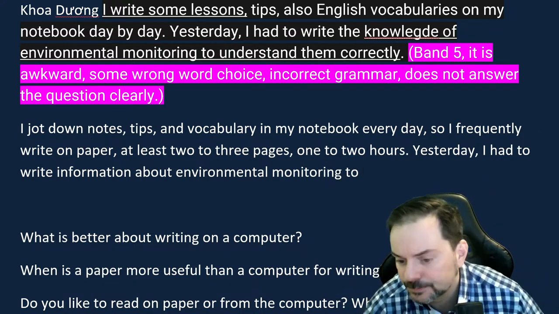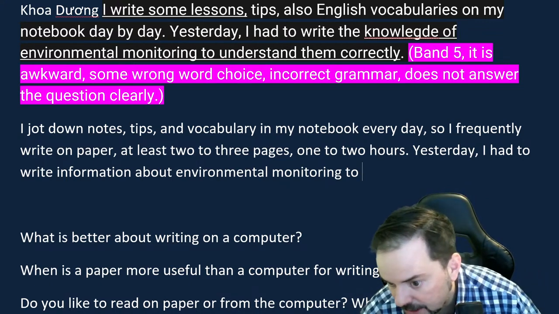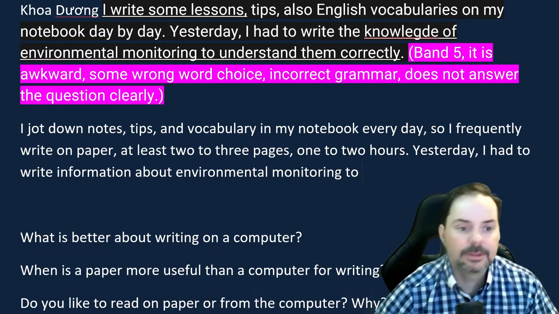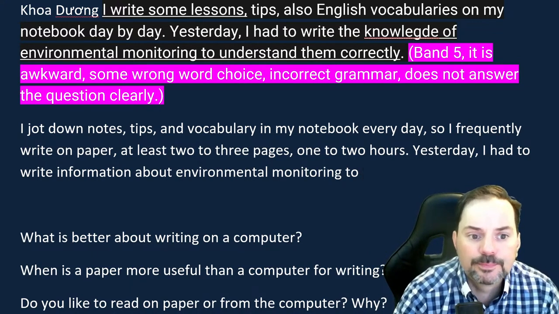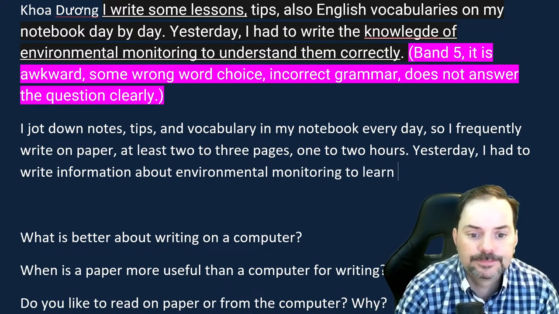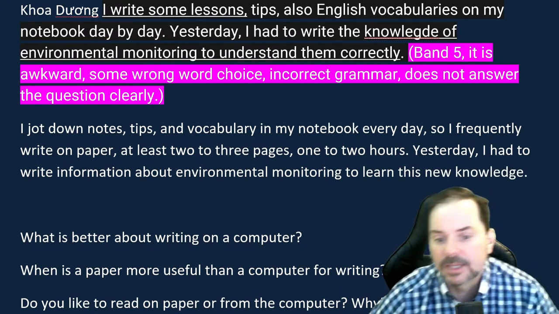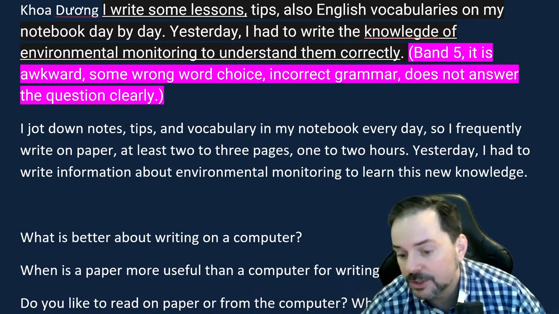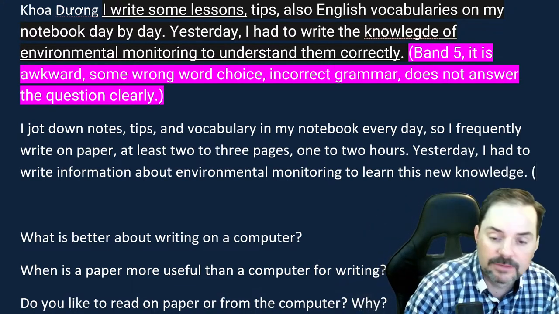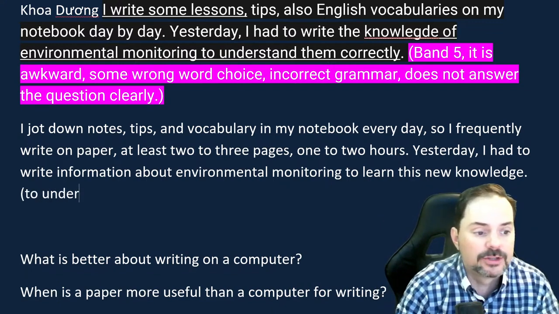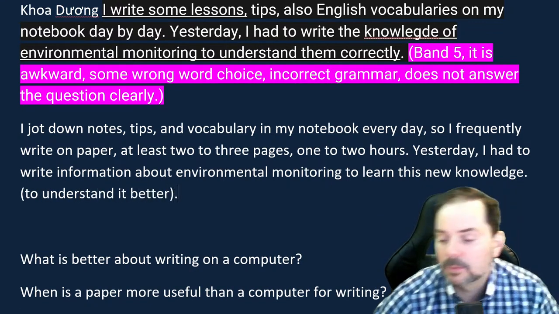to... what's the rest of it? Let's see. Anybody get it? Maybe. Okay. Environmental monitoring to learn this new knowledge. Okay. That's where that would have come in. Or to understand it better, Maddie. Absolutely. Maddie says we could have just finished by saying to understand it better. Yes, absolutely. That will work.